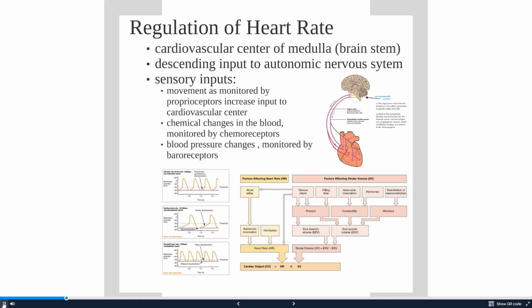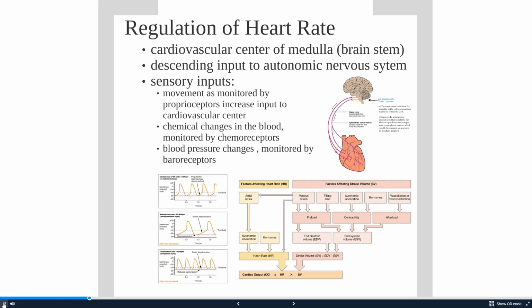In considering cardiac output, remember that there were two components. There was stroke volume and heart rate. And so now we want to consider what regulates that heart rate. And it's a region in the medulla in the brainstem called the cardiovascular center.